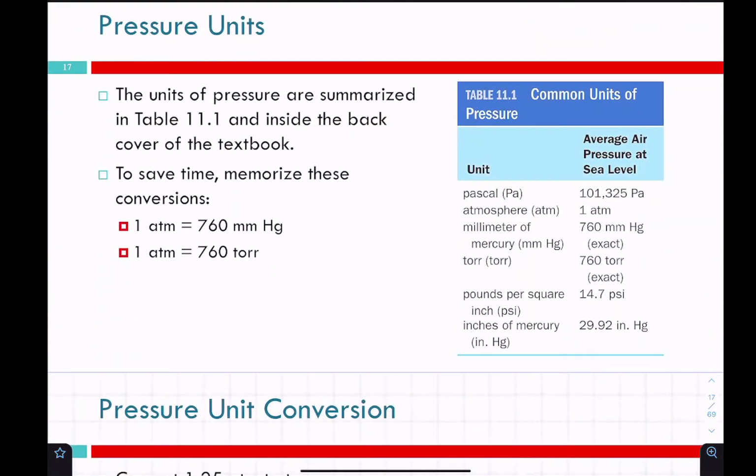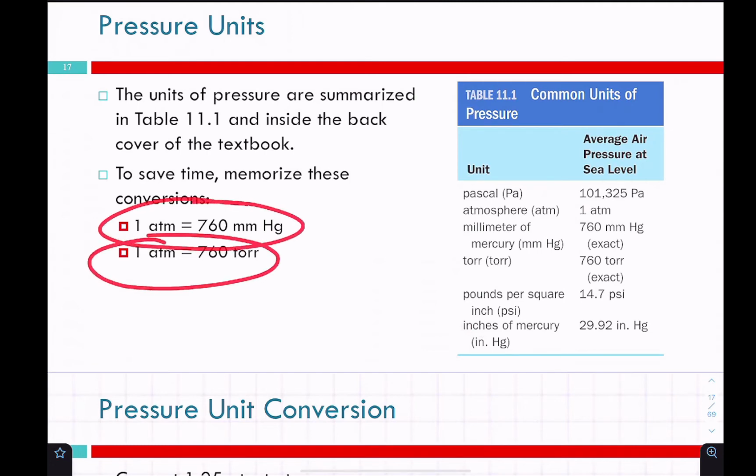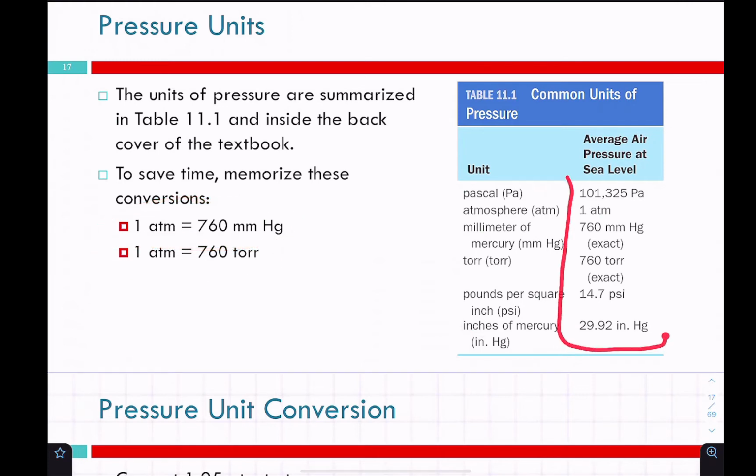So there's a table in your book, 11.1, where it has all of these different units, and then to convert between any of them, we can just set up relationships like this. So all of these units on this table are all equal. They're all representing the same amount of pressure, just using different units. And so these are the conversions that you should remember, because they're the most common. And they're not too hard to remember.